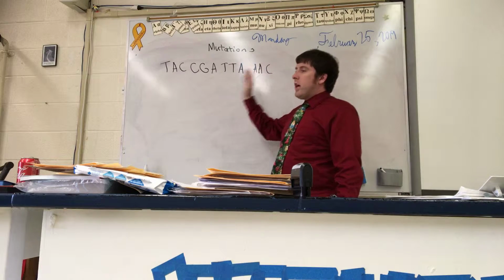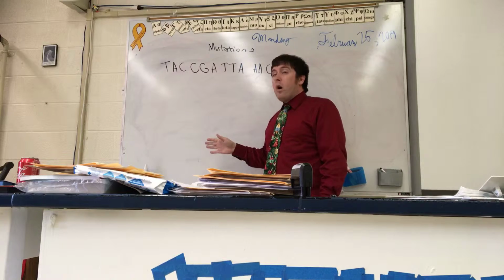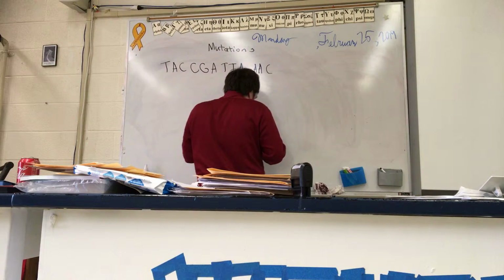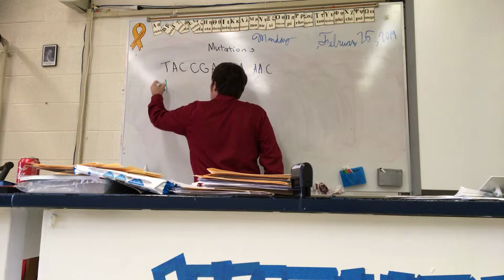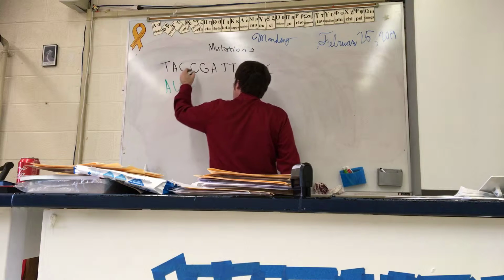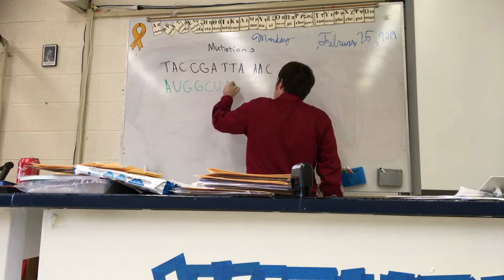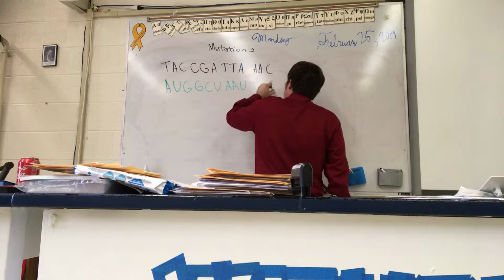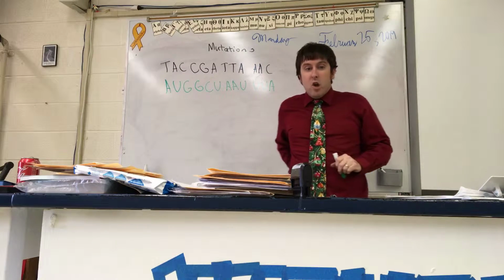If we were to transcribe and translate this, let's say we created the RNA for this. Using Chargaff's rule, we would have, I'll use a different color just to make this visually distinct, A, U, G, then G, C, U, A, U, then U, A. That's the transcription process, making messenger RNA.